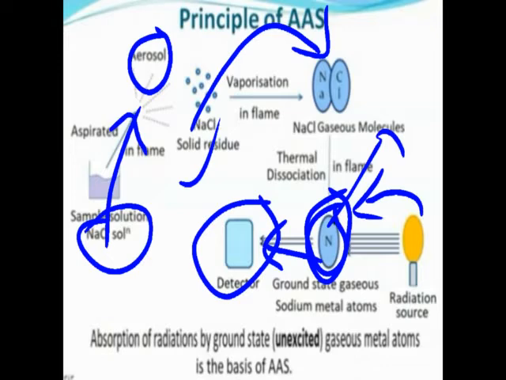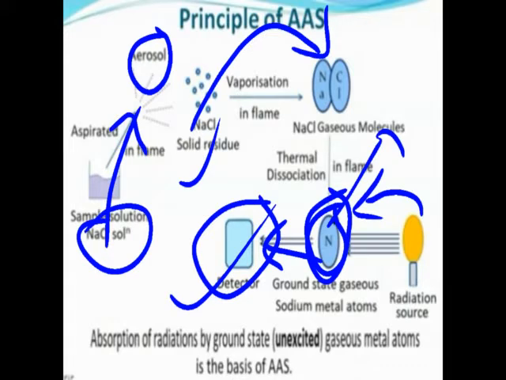When they are converted into gases, individual atoms or metal atoms, the radiation from the radiation source passes through this metal, and they will absorb depending upon the element, which element is present. Depending upon that, they will absorb these radiations, and the remaining radiations pass through or are transmitted. These transmitted radiations are detected by the detector. Okay, so this is the overall principle of atomic absorption spectroscopy.